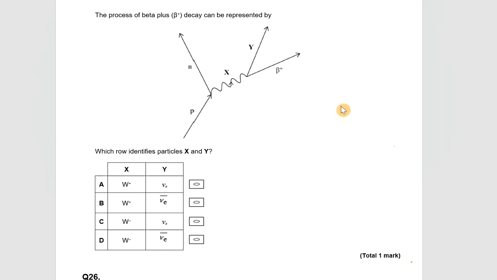Hello, here's an AQA A-level physics question from the particles topic. If you want to try to answer the question yourself, pause the video now. If you got the answer right, well done.